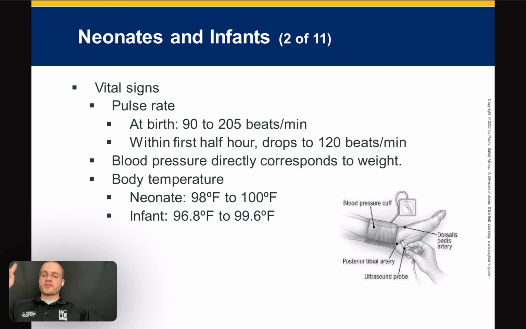Same scenario: a 6-month-old comes to the ER, shortness of breath, RSV diagnosis. You get a blood pressure of 60 over 40. Is it accurate? Probably not.